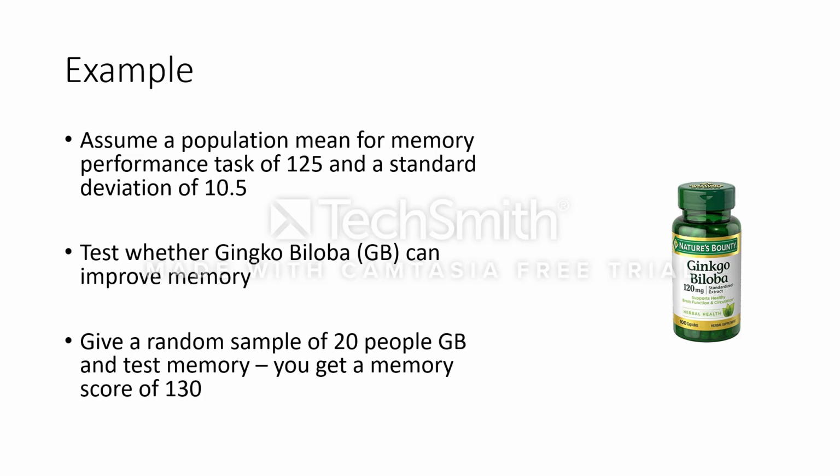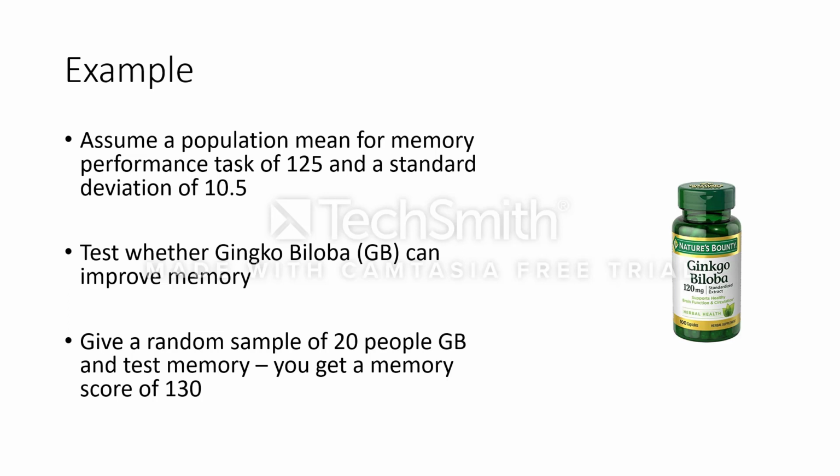But let's try and put this in the context of an example. So imagine out there in the real world, on a particular memory task, for instance, people will score 125, and they will have a standard deviation of 10.5 associated with that. So those are the population mean and standard deviation, right? And theoretical estimates for this example.